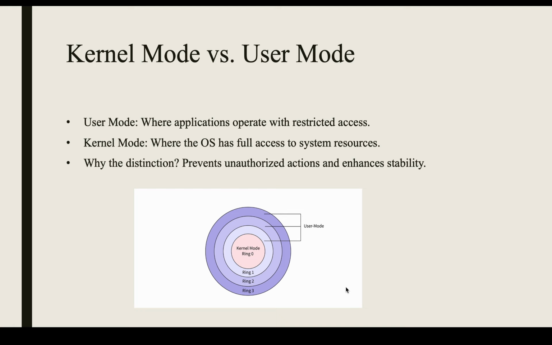In layman terms, think of kernel mode as an airport control tower. The tower has full access to all flight operations, ensuring safety and coordination. If every pilot controlled air traffic, it would be chaotic. Similarly, kernel mode ensures system stability by managing processes and resources.